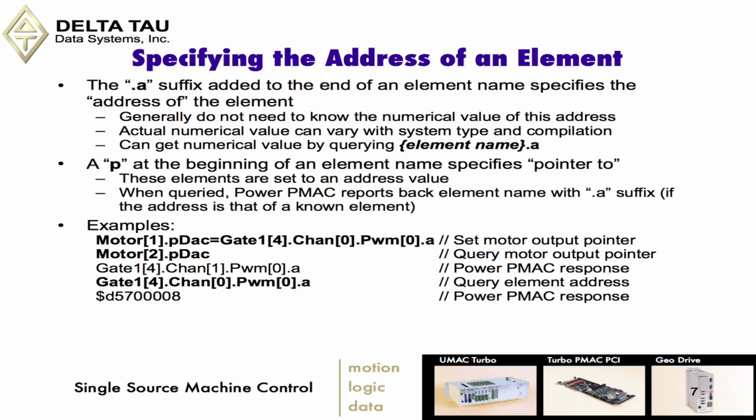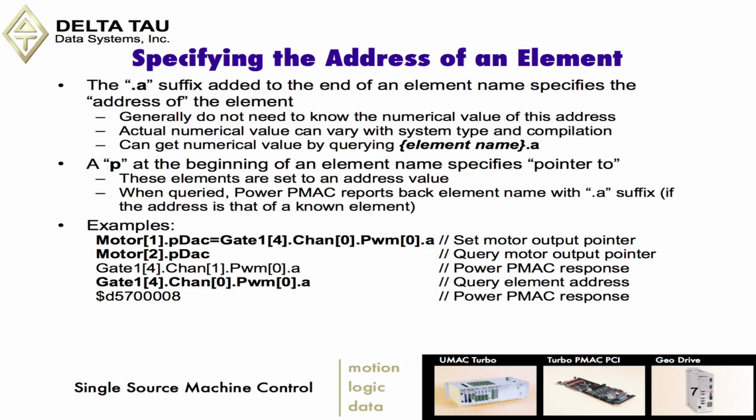So the P at the beginning of an element name specifies it's a pointer to something. And so when we evaluate something to send to it, we're probably going to use the .a suffix at the end. For example, we have a structure element called PDAC for each motor. And it's going to look at one of the output registers of the servo gate, whatever servo gate it happens to be connected to. So we can see here, it's looking at a gate 1.